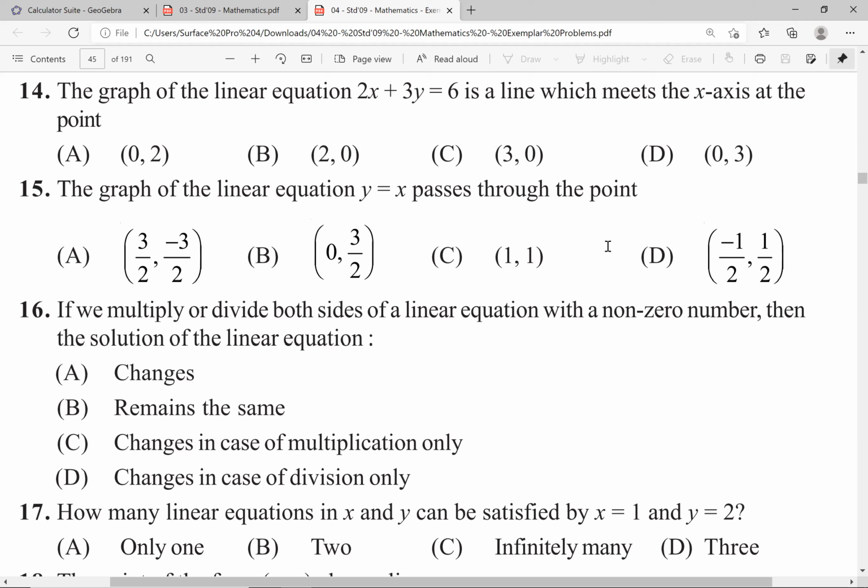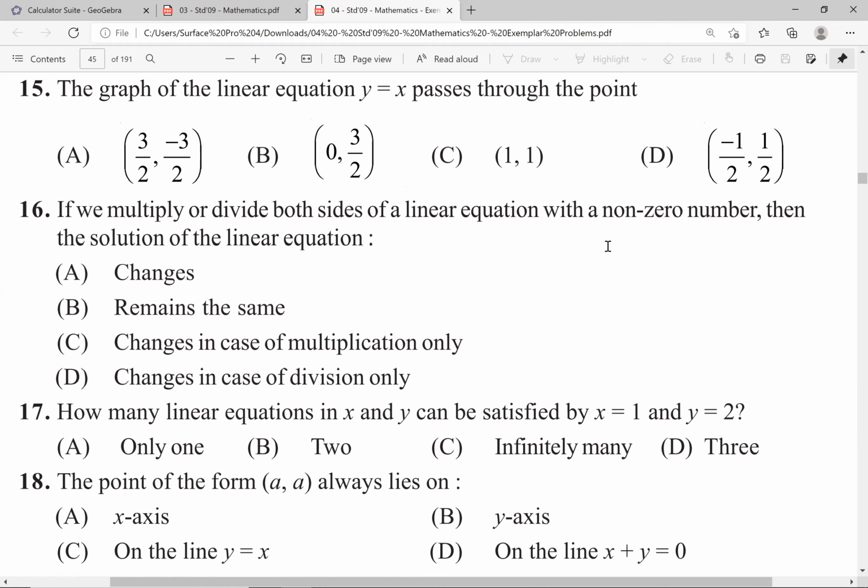So now we can rule out A and we can rule out D. Now we have only two options, B and C. Now x comma 0 means the y coordinate is going to be 0. So just put y is equal to 0 in this equation. Ma'am, C. Yes, C. When you put y is equal to 0, this becomes 2x is equal to 6, and then that becomes x is equal to 3.